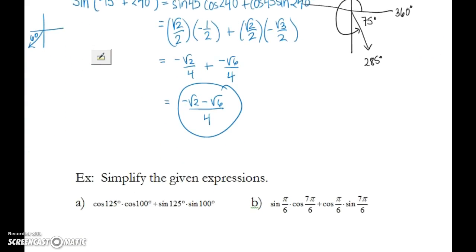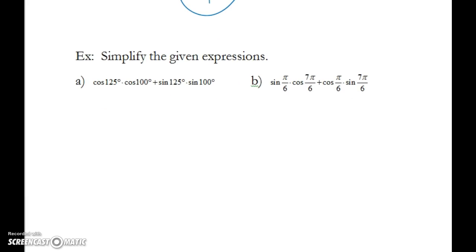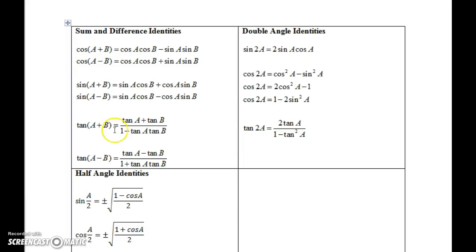Let's take a look at another example. Here we're asked to simplify the given expressions. Look at what we have here. If we look at our first example, we have cosine, cosine, plus sine, sine. So if we go to our formula sheet, notice that cosine, cosine, plus sine, sine matches with our cosine of A minus B, cosine, cosine, plus sine, sine.